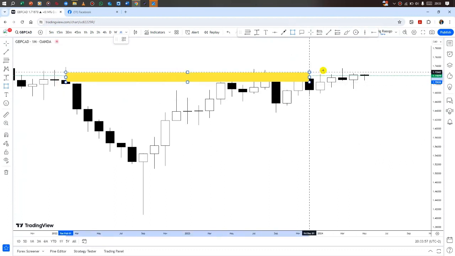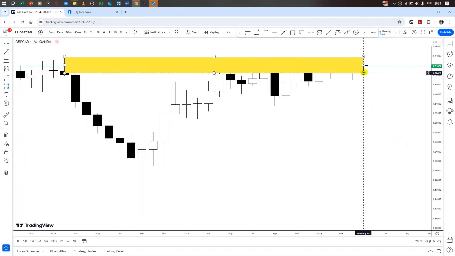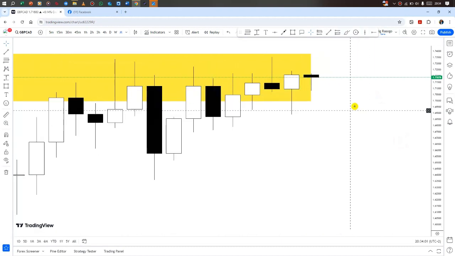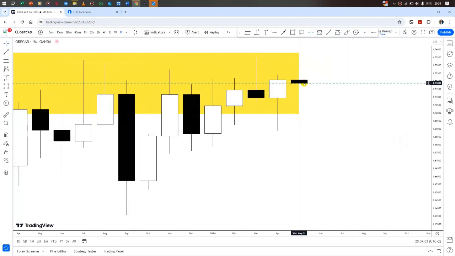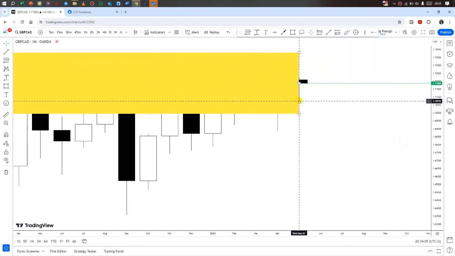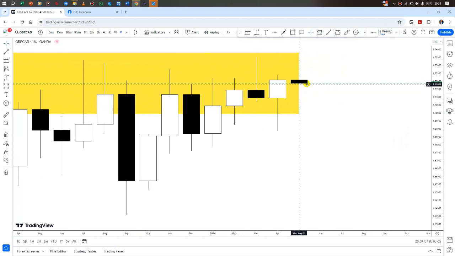As you can see, the price was within this monthly supply zone, like I said last week, but currently you can see that the price is rejecting to the upward side. As you can see with this bearish candle, it's currently rejecting to the upward side. It's going up. Okay, so we want to know why the price is going up.